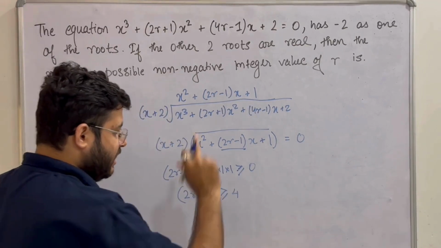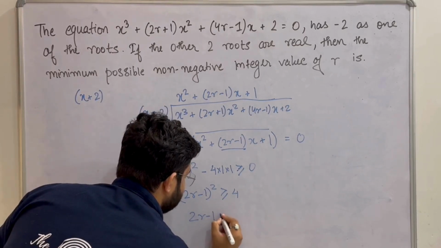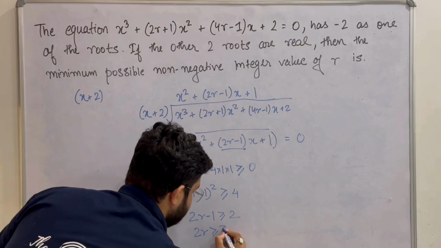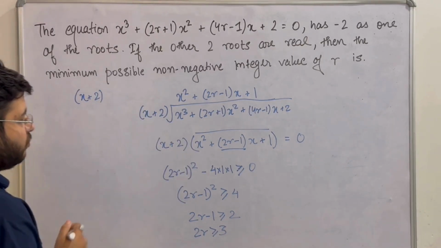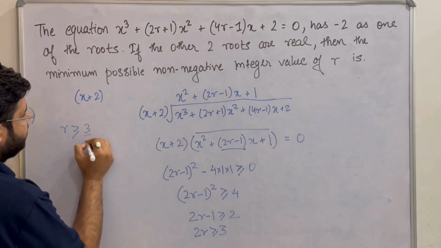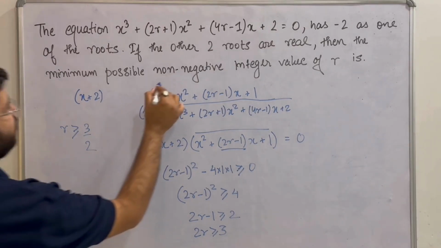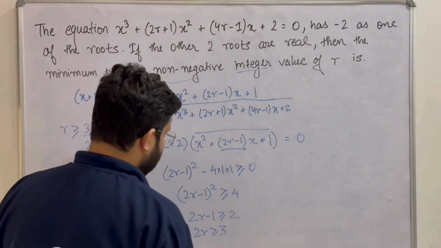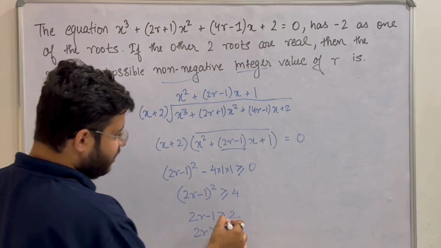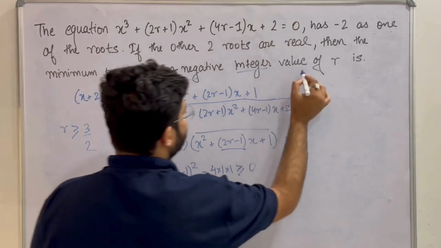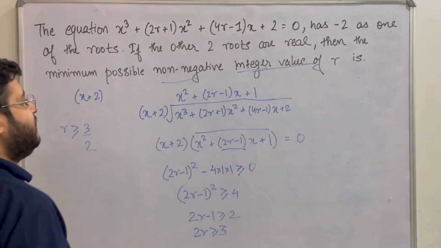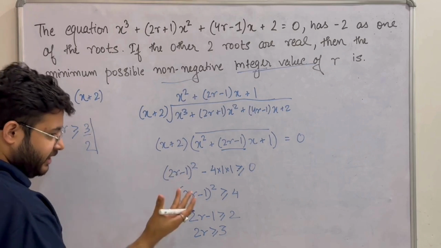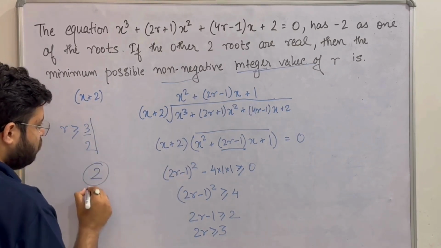So what we can say from here is that my 2r minus 1 whole square is greater than or equal to 4. Taking a square root on both sides, what do I get? 2r minus 1 is greater than or equal to 2, or my 2r is greater than or equal to 3. Right? So if 2r is greater than or equal to 3, r is greater than or equal to 3 divided by 2. And because it was asking for the minimum possible non-negative integer, I have only taken the positive part. I haven't gone into the negative part, right? Because even if you take -4 or -2 over here, you would get a bigger value, right? So the minimum possible non-negative integer value of r is going to be greater than 1.5, and the integer just above 1.5 is going to be equal to 2, and that would be your correct answer.